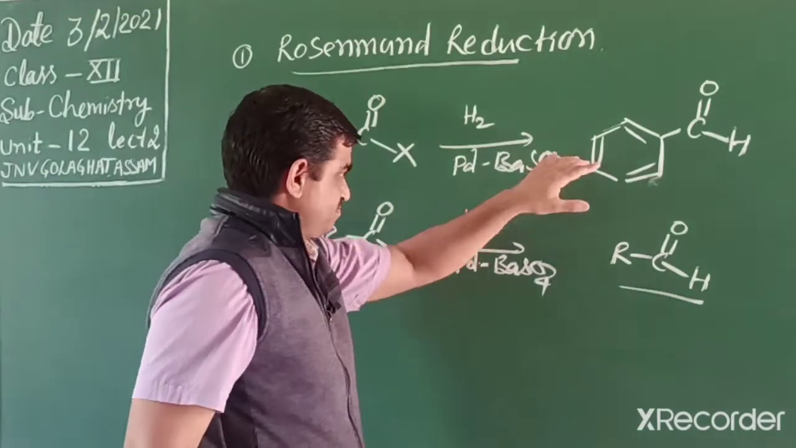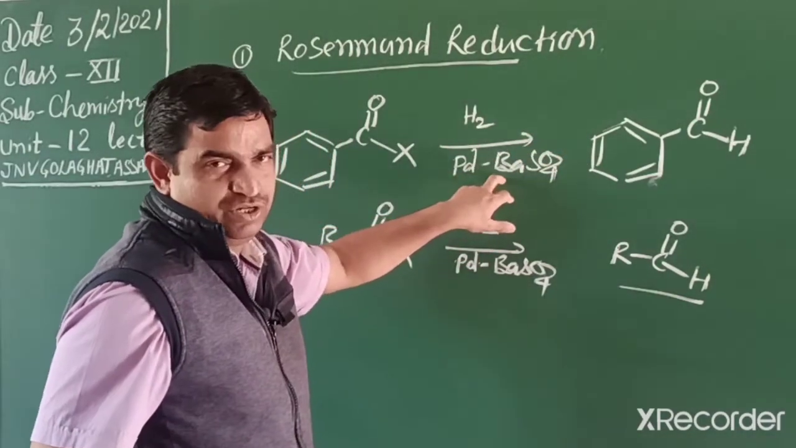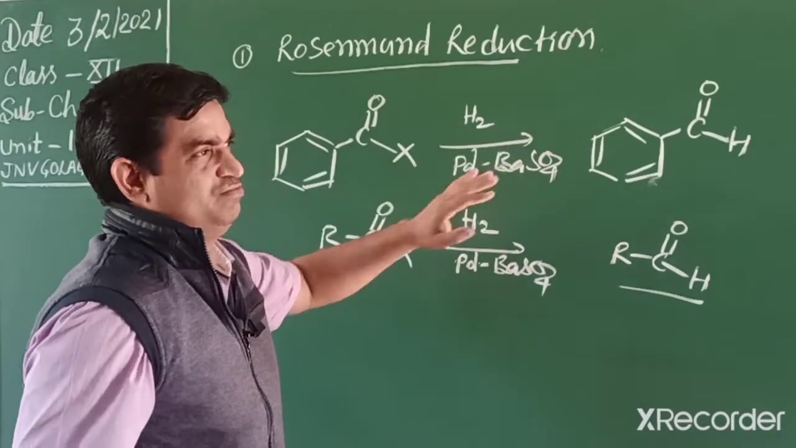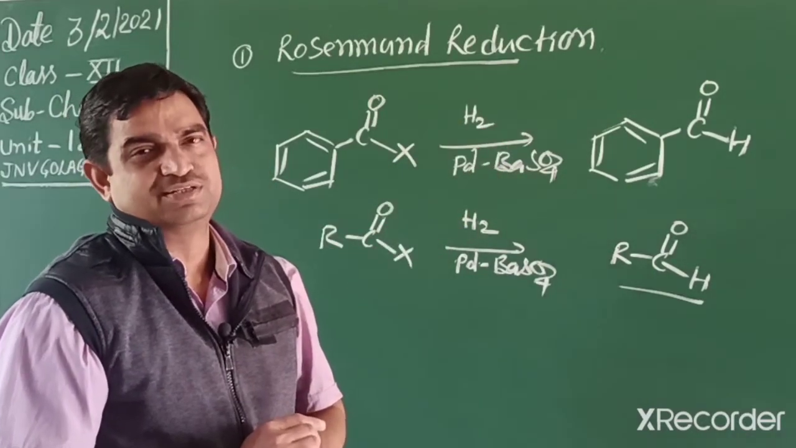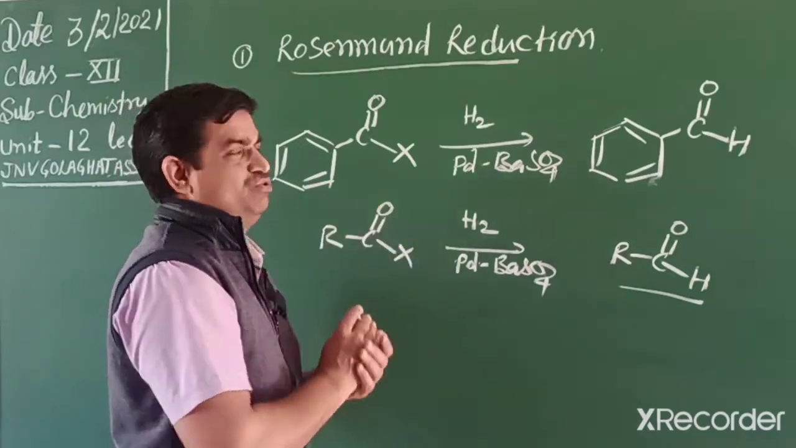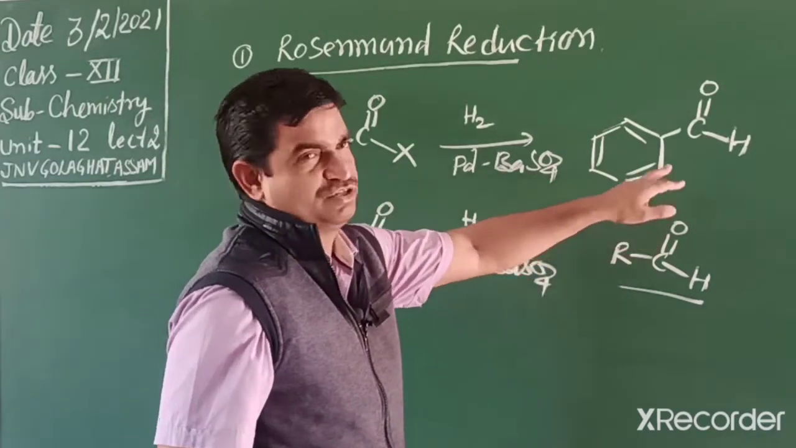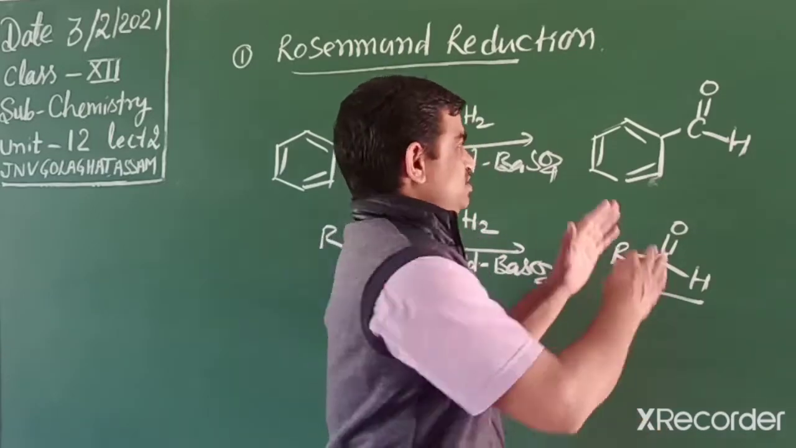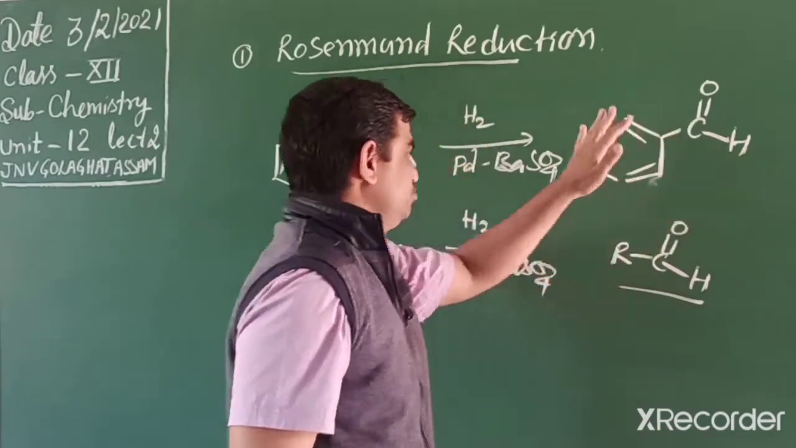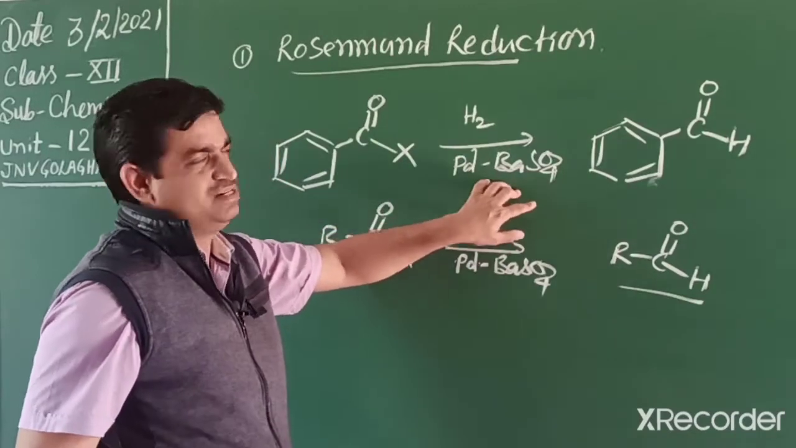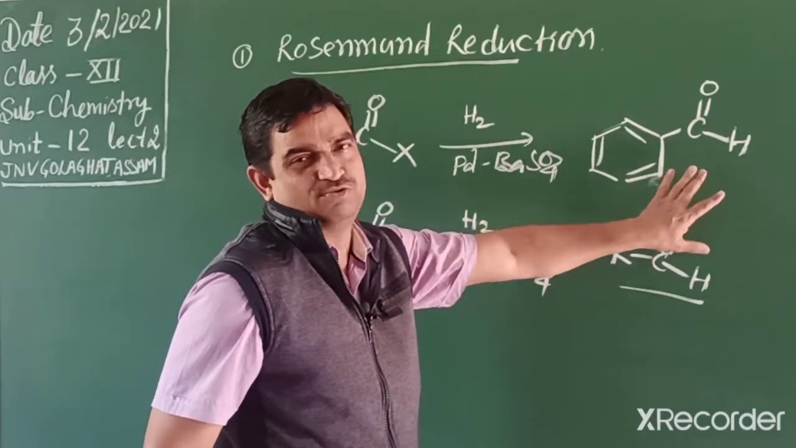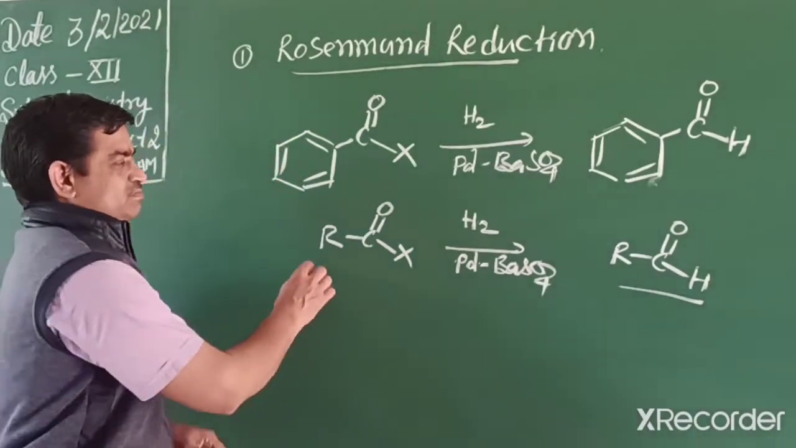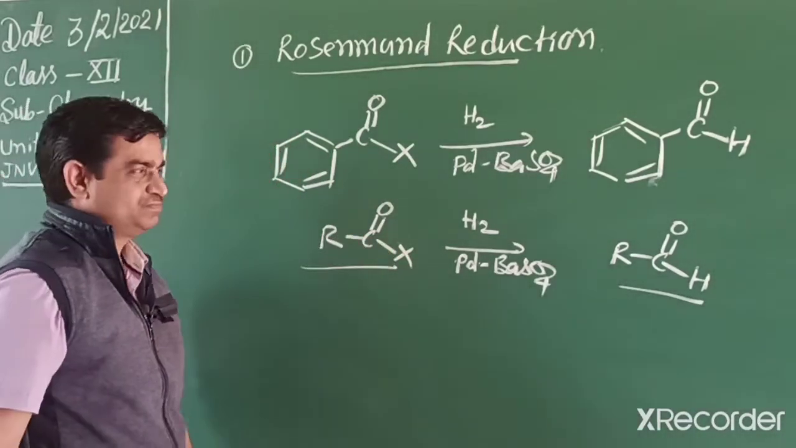Sometimes the question asks what is the role of barium sulfate in this, and sulfur or quinoline is also added in this reaction. So that acts as a controlled reduction. If it is not controlled, then this product changes into the corresponding alcohol, meaning further reduction. So the role of barium sulfate is that the reaction stops at the aldehyde. So by this method we can prepare aldehydes from acyl halide.